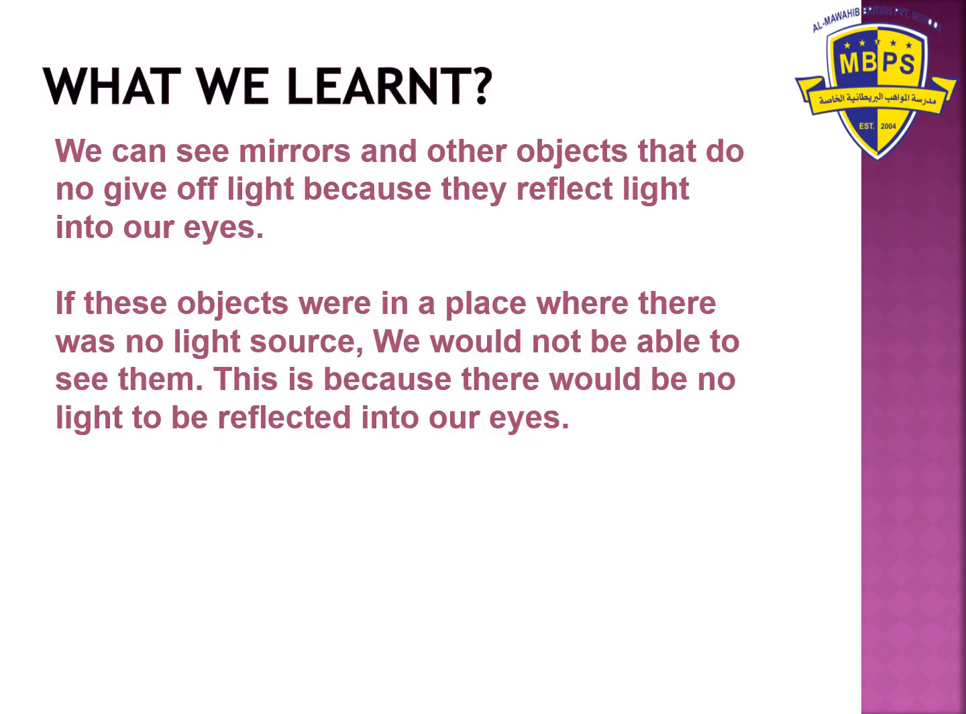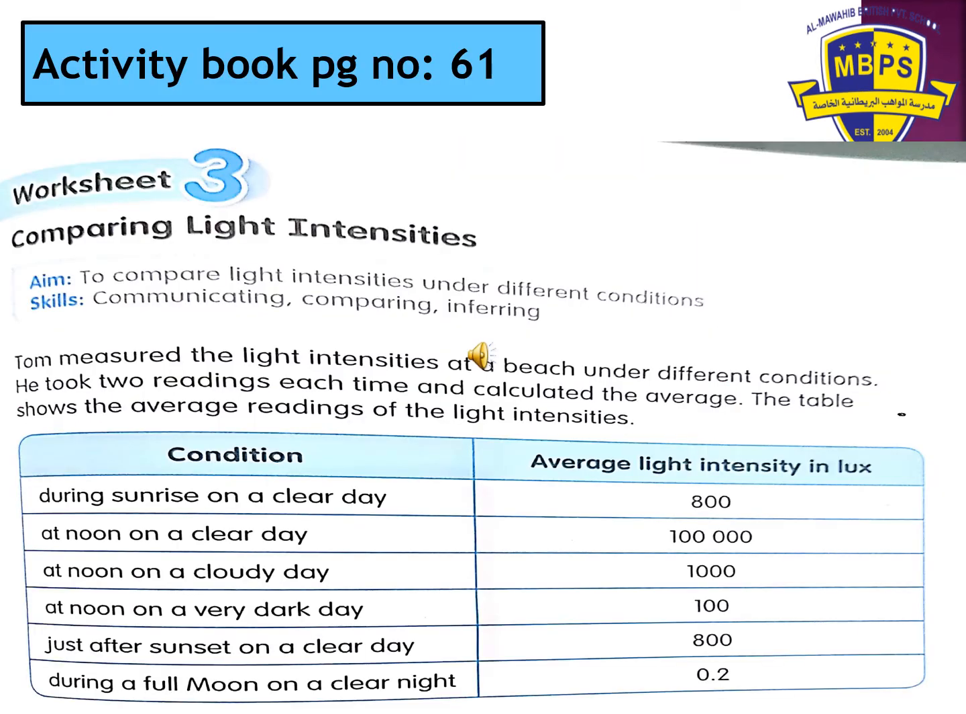So what we have learned, we can see mirrors and other objects that do not give off light because they reflect light into our eyes. If these objects were in a place where there was no light source, we would not be able to see them. This is because there would be no light to be reflected into our eyes. Alright students, I hope you understand the reflection of light.